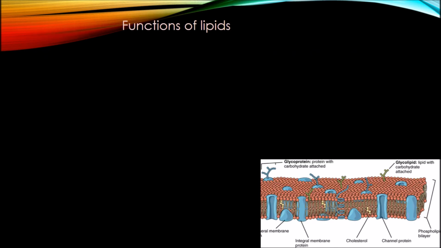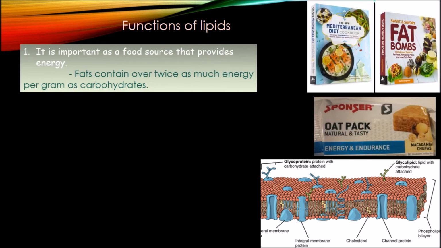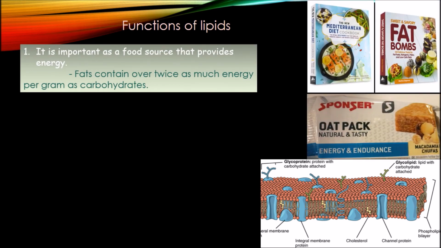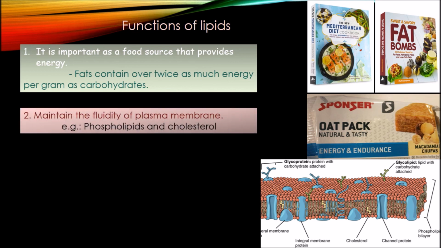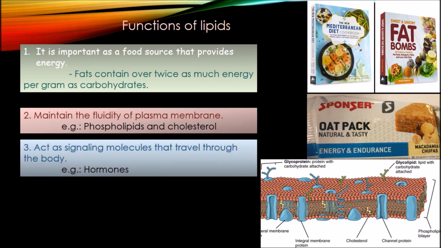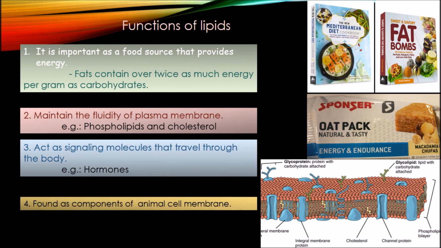Functions of lipids. It is important as a food source that provides energy. Fat contains over twice as much energy per gram as carbohydrates. So fats provide an efficient way to store energy over long periods of time. Lipids maintain the fluidity of the plasma membrane, for example phospholipids and cholesterol. They act as signaling molecules that travel through the body, for example hormones. They are found as components of the animal cell membrane.